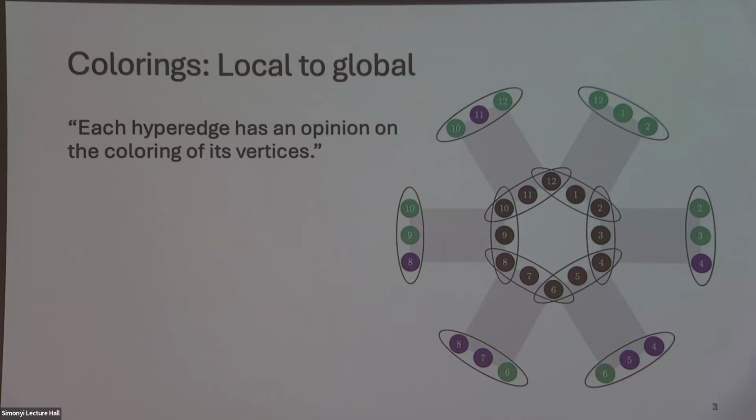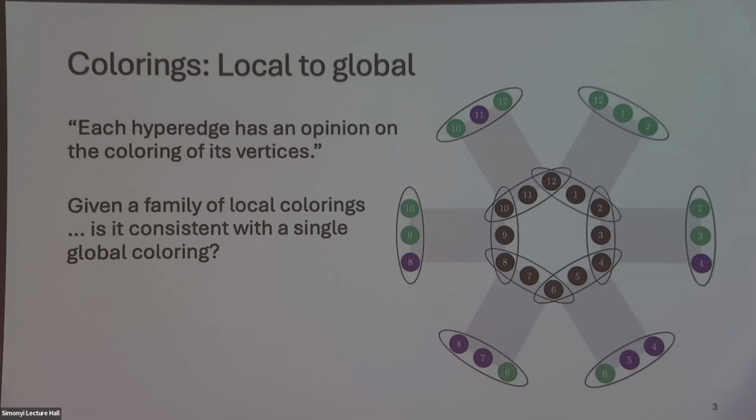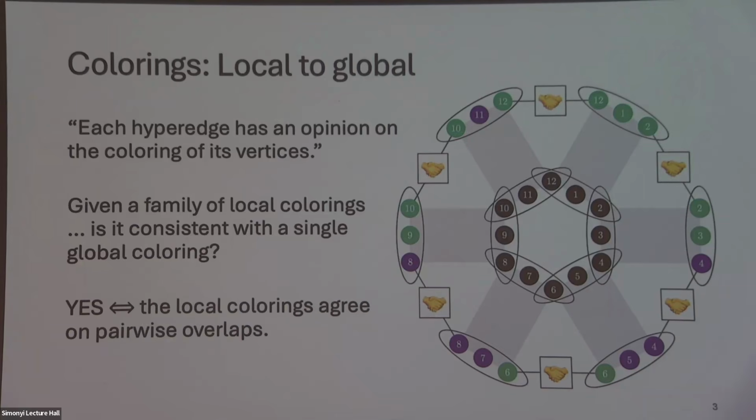Okay, so we can think about when you can reverse this process. If you're given a family of these local colorings where every hyperedge has an opinion about what its coloring is supposed to be, can you determine a single global coloring that's consistent with all of these local colorings? It's not hard to see that this is true if and only if, when you look at all the overlaps between different hyperedges, the 2 hyperedges have the same opinion about what every vertex should be. If they overlap on that vertex, then you can glue all of these local views together into one single global view.